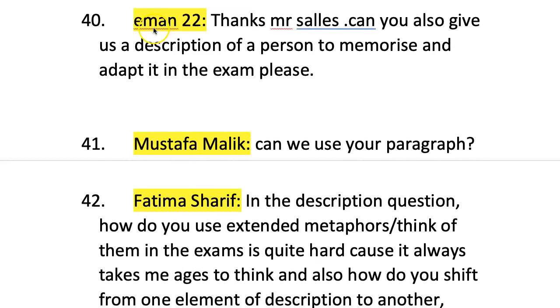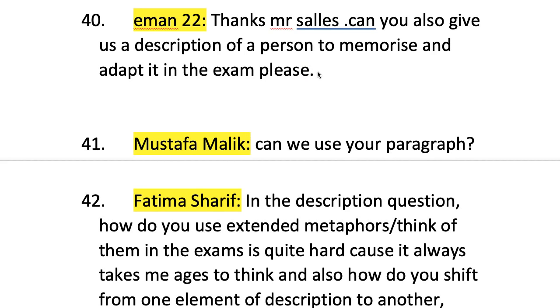Eman22 asks, can you memorize a description of a person to take into the exam? Yes, you can, because there will always be a person either in the picture or that you can introduce into the picture. So you can decide to plan something about a character who you know you want to introduce. Remember, you do not have to do that. But again, it's money in the bank. If you've prepared it and it's in the back of your mind, you can choose whether to use it or not.